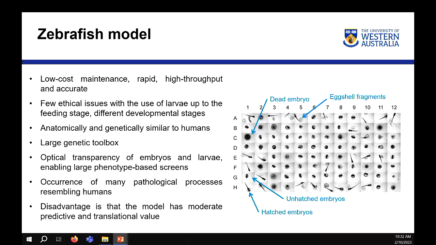So using in vivo models where ethics don't come into play is fantastic if you can house them. The zebrafish model, we do have that at UWA at the Biomedical Research Facility in Shenton Park. So they do have the zebrafish model if you want to use it. Anatomically and genetically, it's similar to humans, and there's a large toolbox. So I showed you this image here.